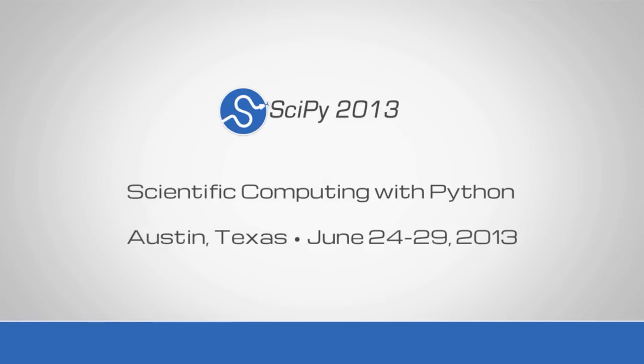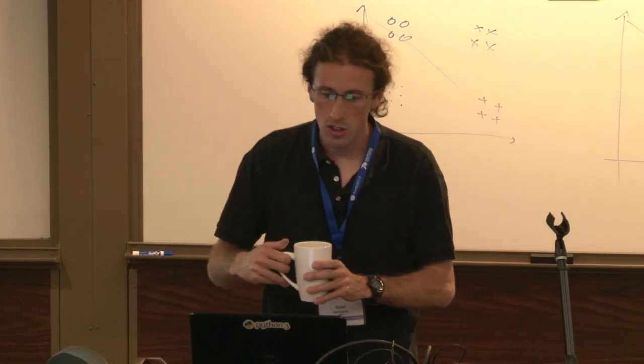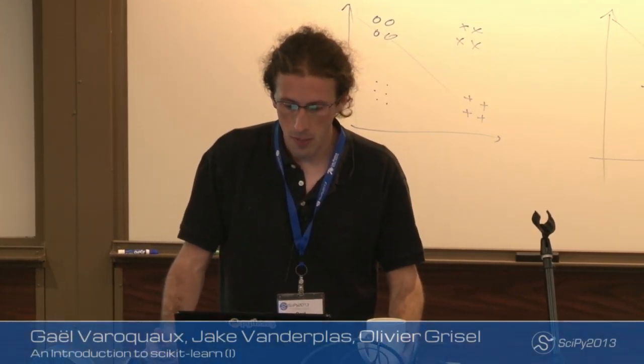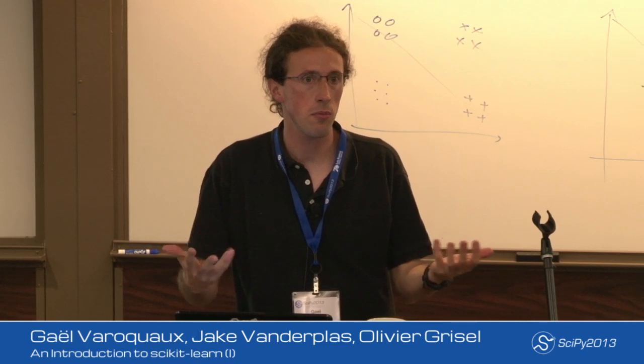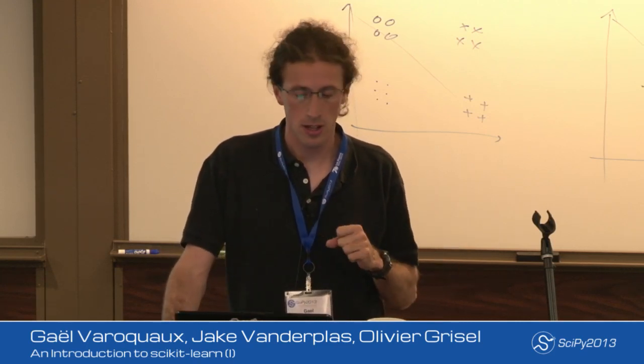All right, so we're going to start again. So to recap a bit what we've seen in terms of API. So the core object is what we call the estimator. You instantiate it by giving it its parameters, its model parameters.